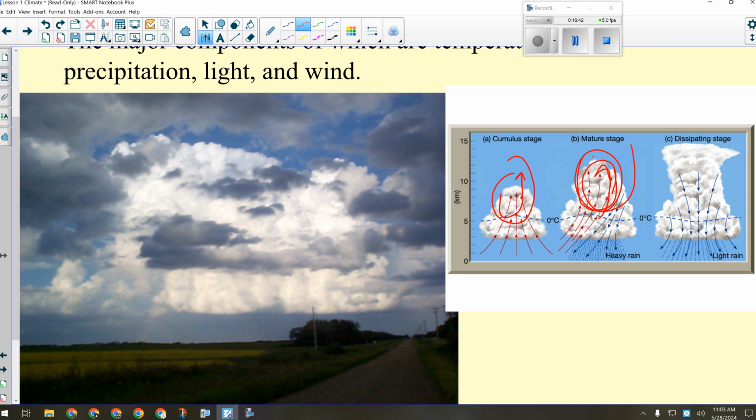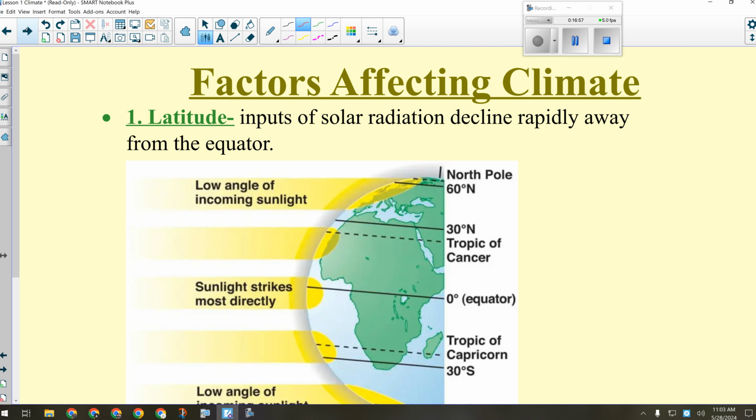So all those components of climate work together to produce different climates in different places. Now, those components of climate are affected by factors. So we need to know the 4 components, and then we need to know the factors that can affect them. The number 1 factor affecting the climate of any given location on Earth is latitude. Where you are on Earth in relation to the equator is the number 1 factor affecting your climate, because the farther away from the equator you get, the colder it's going to be, generally speaking.